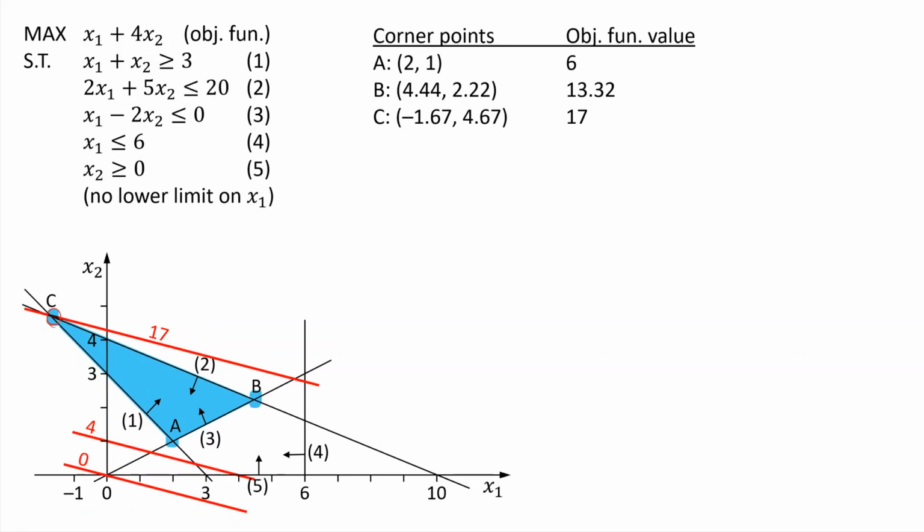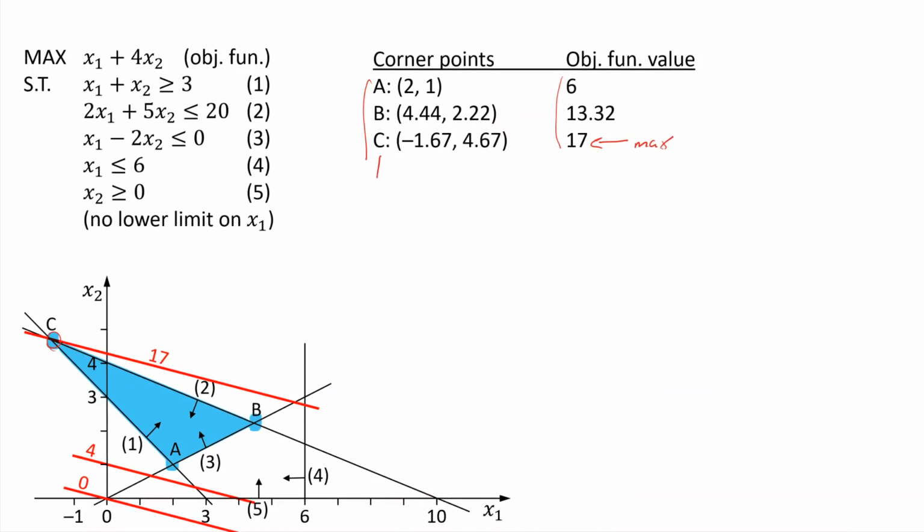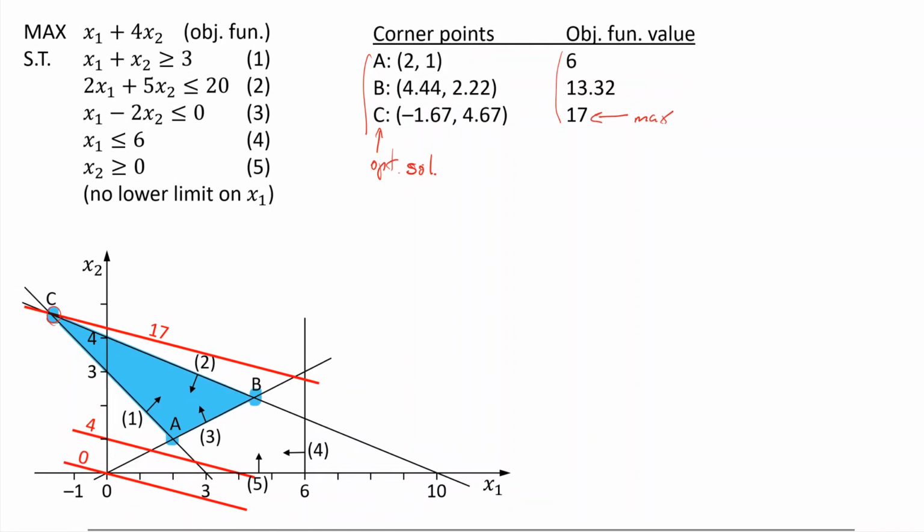Or you can use also the corner enumeration method, and you can find corner A, B, C, which are here, and then you determine their objective values, and then you will see by comparing them that this one is the largest. So this is the optimal solution. So this is what we did in the previous episode.